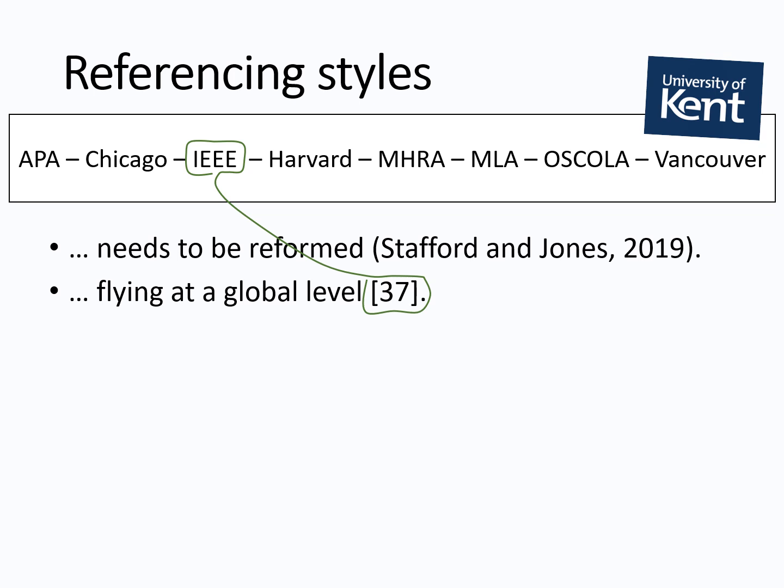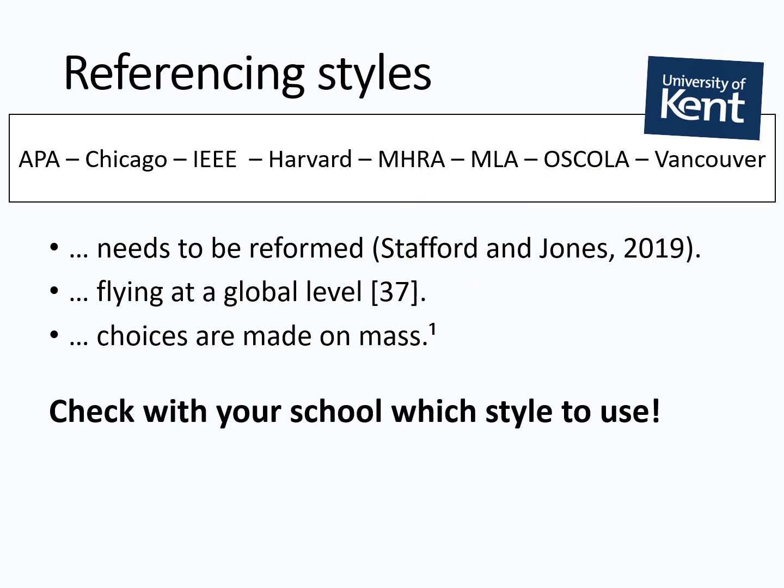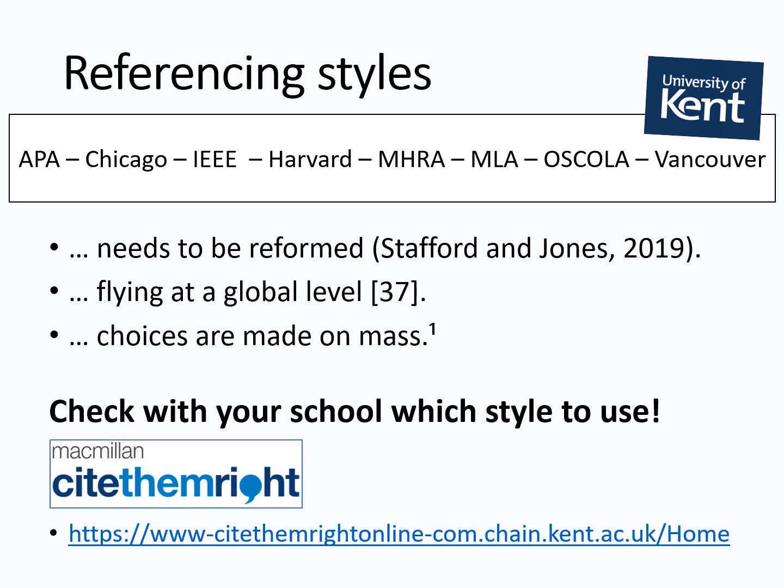Another style you will come across is the footnote style, where you finish the sentence, then include a superscript which corresponds to a footnote at the bottom of the page. This would be, for example, Oscola or MHRA. What you need to do is check with your school which style you should use. Once you know which style you should use, you can go to Cite Them Right. You will need to log in with your Kent login and find out how to write up the entries for the bibliography, because in each style the information may be lined up slightly differently.